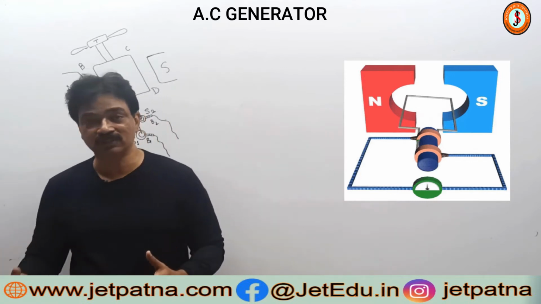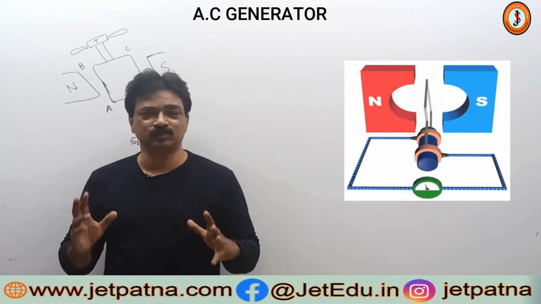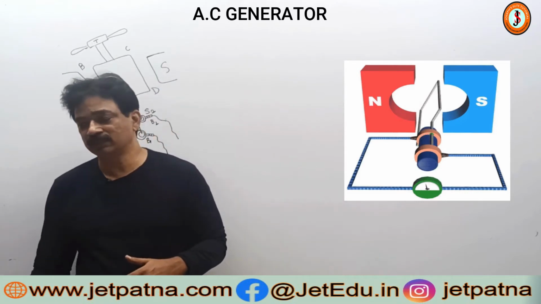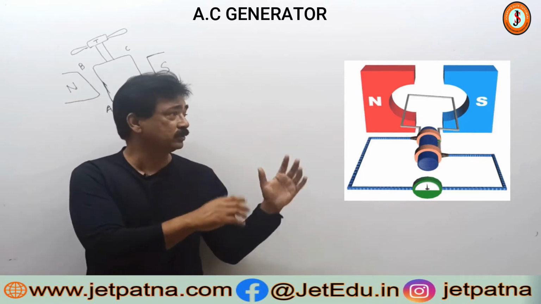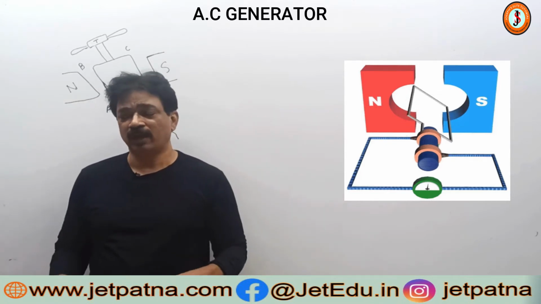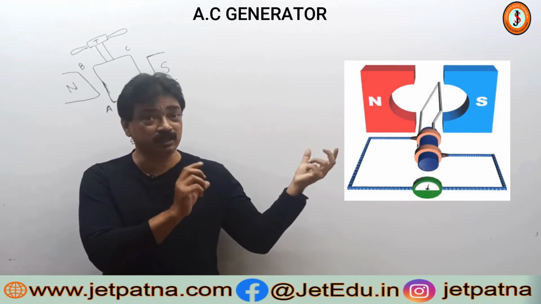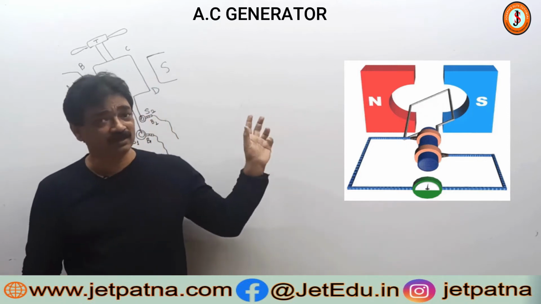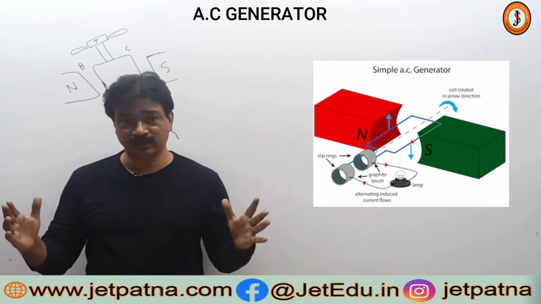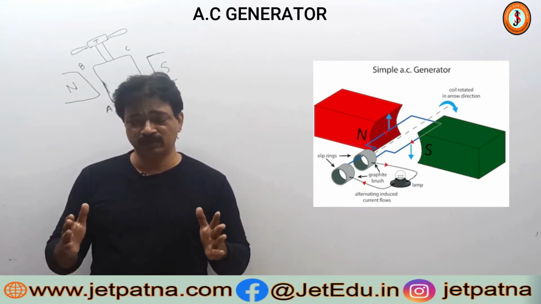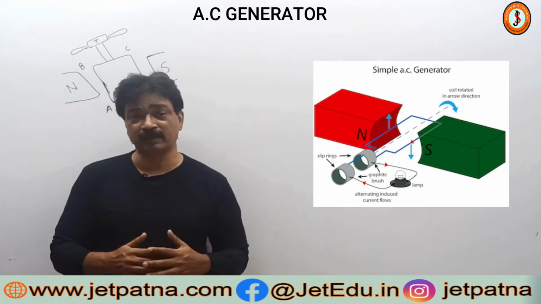So let us try to see the structure of a generator. I will give you a basic explanation. A generator consists of two cylindrical magnets, and in between these magnets an armature is kept, and then there are slip rings. The black parts are the carbon brushes. The cylindrical magnets will send magnetic flux through the armature.